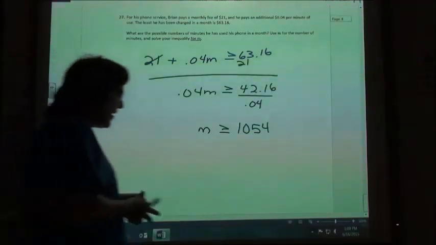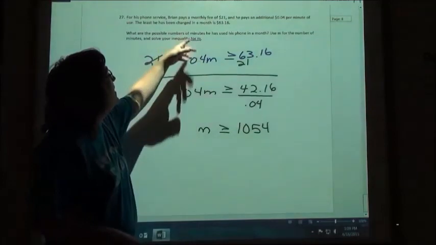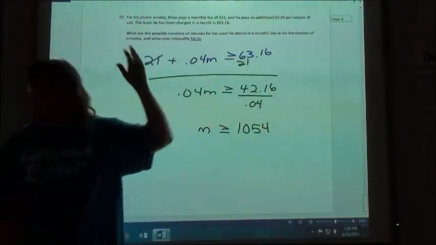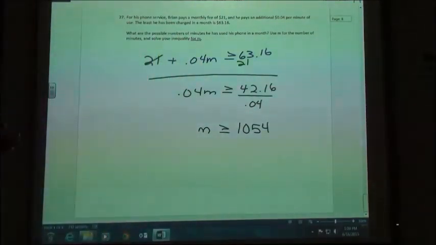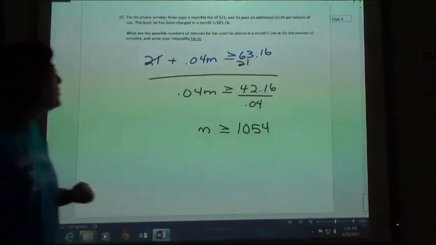I believe somewhere back in the review section you had a little table that had the at least, at most, and all of that stuff in there. Otherwise, just keep track as you're doing them if you have trouble with that wording.